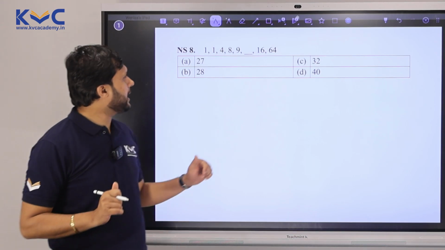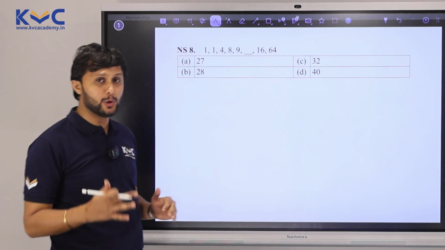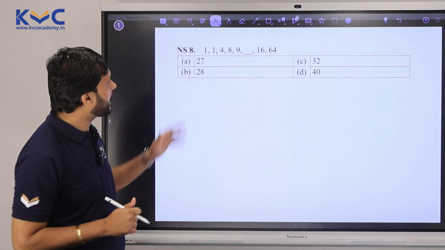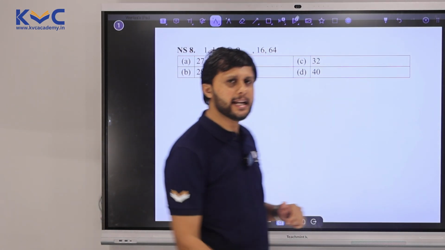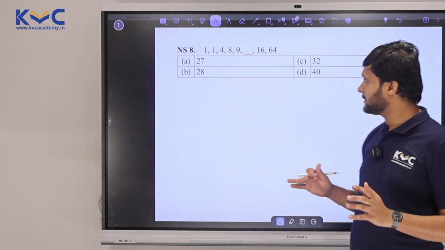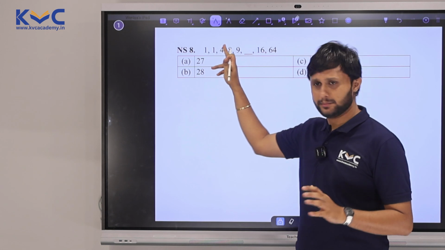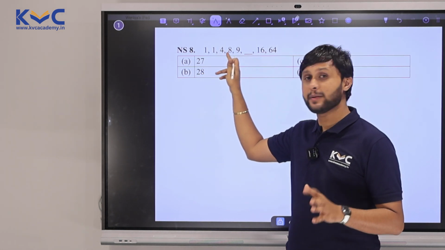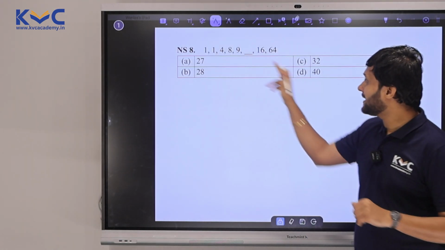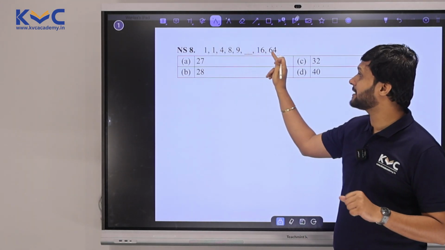We have 1, we have 1 again, we have 4, we have 8, we have 9, and we have a missing number, 16 and 64. What do you know about these numbers? So we have 1, I know, repeat it again, but then after that we have 4. Okay, 1 and 4 are perfect squares. Then we have 9, then we have 16.